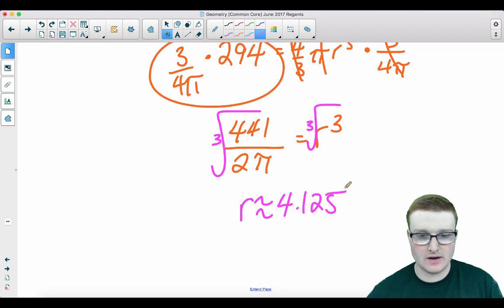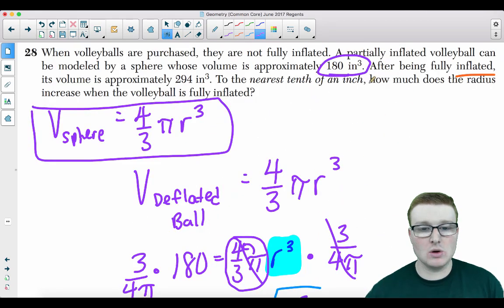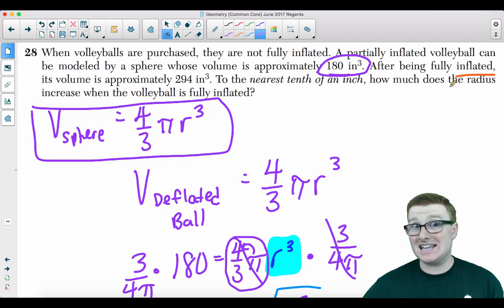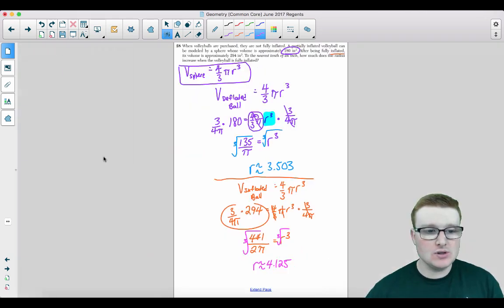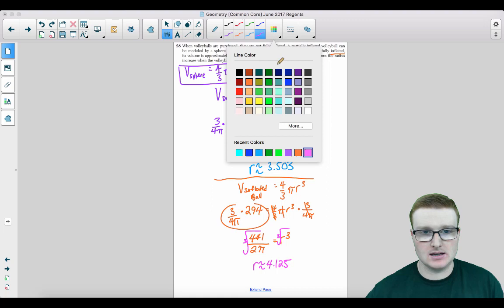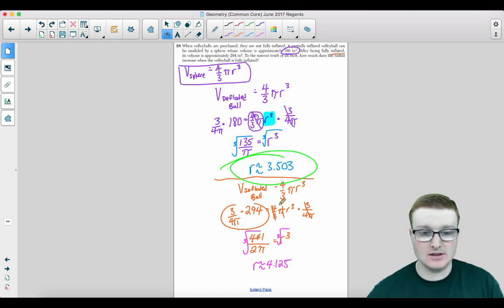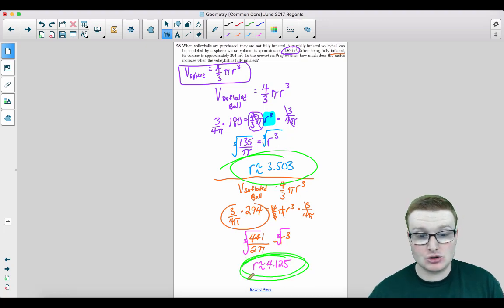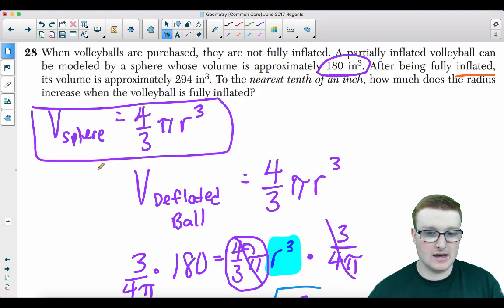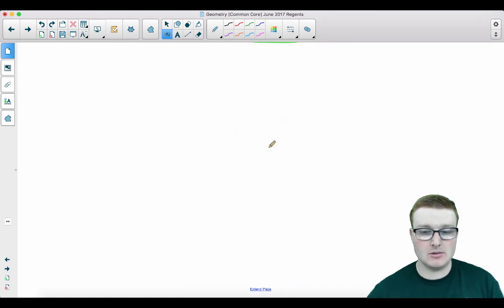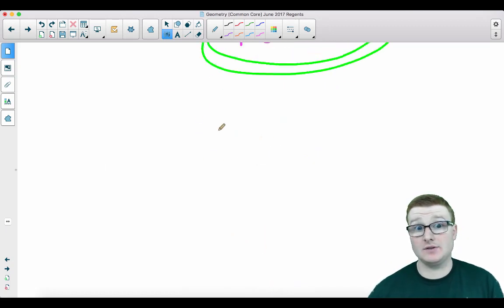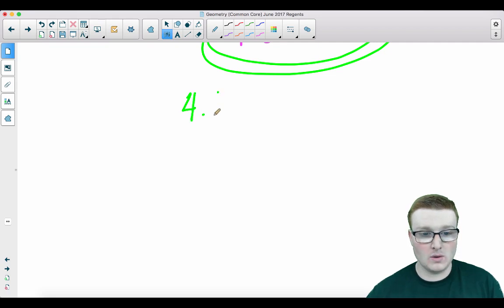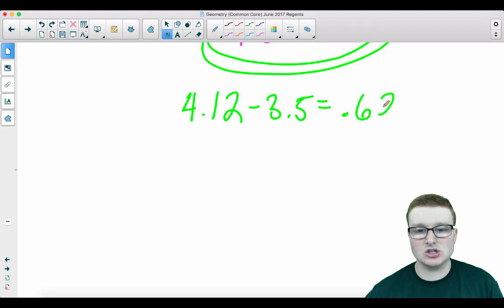Approximately 4.125. Now, the question is asking you, how much does the radius increase? So what you need to do is take this radius over here, that 3.503, and subtract it from that radius. So I'm going to do that right now. I'm going to take the big radius and subtract from the little one. So that's just going to be 4.12 minus 3.5. That gives you 0.622 when you plug that into your calculator.